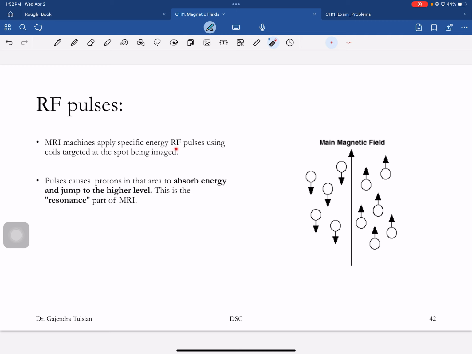Machines apply a specific energy RF pulse. So what that means is it's sending out a radio frequency pulse, which consists of photons, which only the right energy difference can absorb. And then when it de-excites, it'll emit that photon. Pulses cause protons in that area to absorb energy and jump to the higher level. This is the resonance part of the MRI, magnetic resonance imaging. And when this photon is emitted, that's the imaging part.